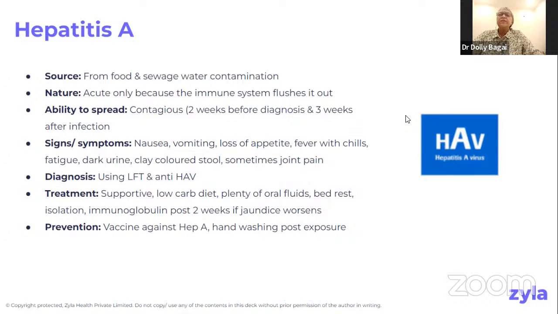And it is a preventable disease. Here lies the emphasis. The vaccine against hepatitis A prevents severe infection from hepatitis A. It is given in 2 doses, 6 months apart, at 0 and 6 months. And most importantly, you have to practice very safe hand hygiene post-exposure and proper sewage disposal. These are very important modes of prevention of hepatitis A. So now let's go to hepatitis B.